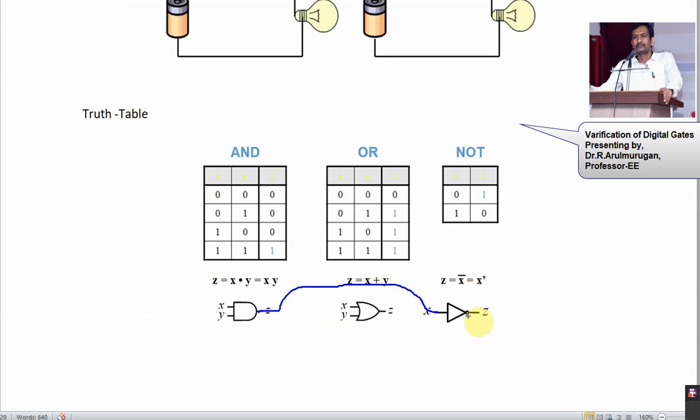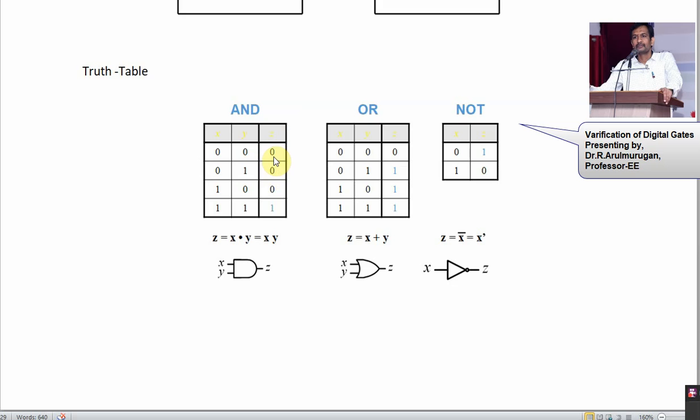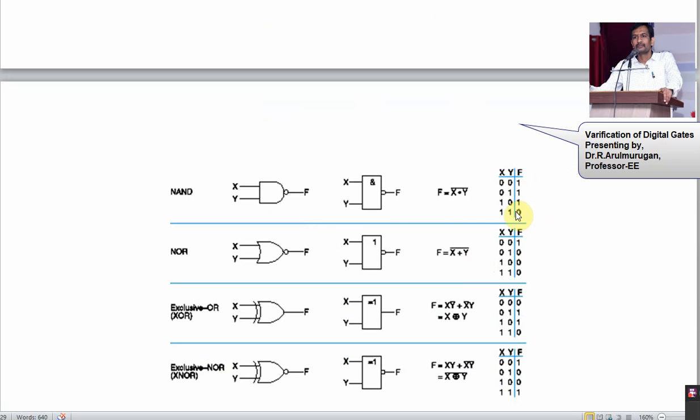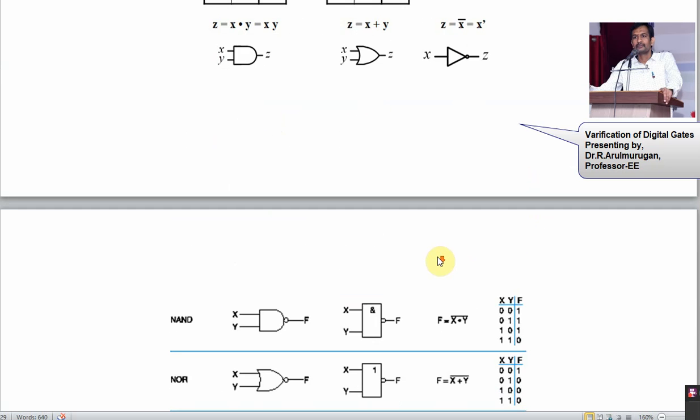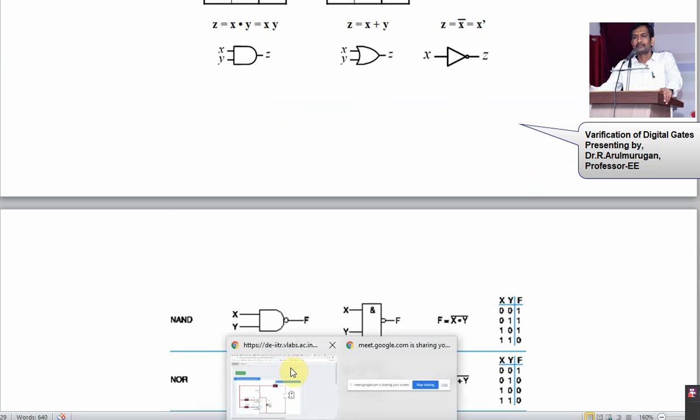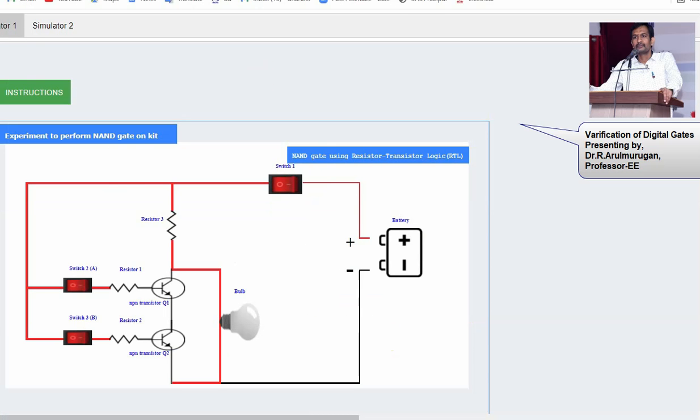To simplify, you can put one circle here. That's all, this is called a NAND. NAND means AND opposite. So the AND outputs are 0 0 0 1, and the NAND is x dot y bar. So 0 0 1, 0 1 1, 1 0 1, 1 1 0. Look, this is the NAND gate.